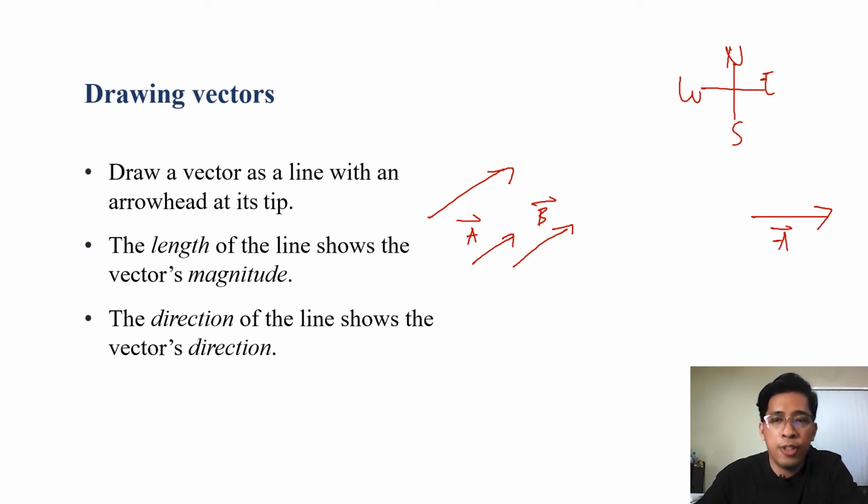If I draw a vector like this, that means your vector is in between your north and then your west direction. So that means your vector is in the northwest part, or in the second quadrant of your x and y axis. Again, the length of the line shows the vector's magnitude, and the direction of the line shows your vector direction.